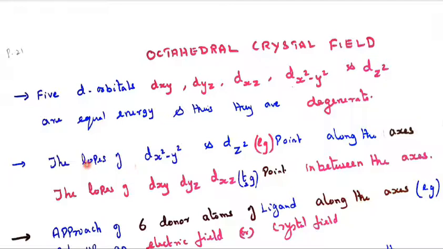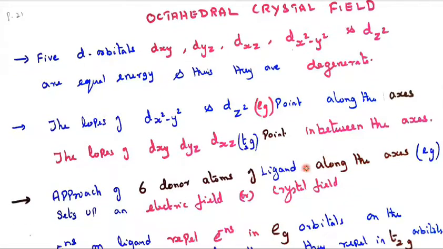The lobes, that is the density of the electrons, present along the axis, dx square minus y square, and the donut shape of dz square are called Eg. The point is, they are along the axis. The lobes of the electron density present in between the axis, dxy, dyz, dxz, are called T2g. They point in between the axis, so they are called non-axial orbitals.